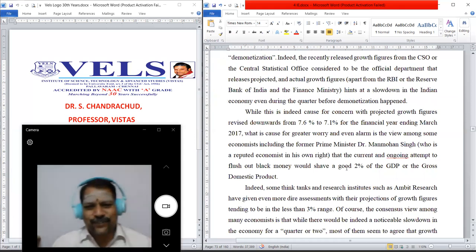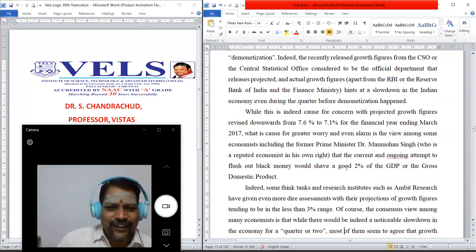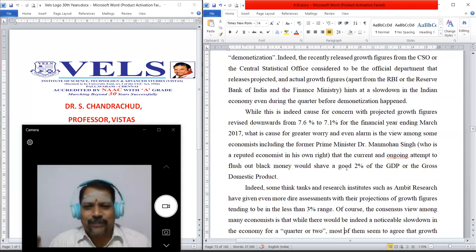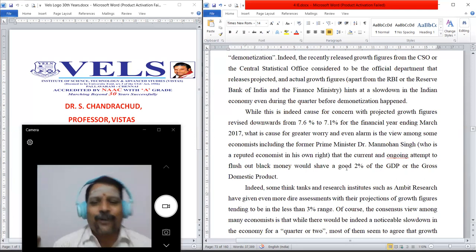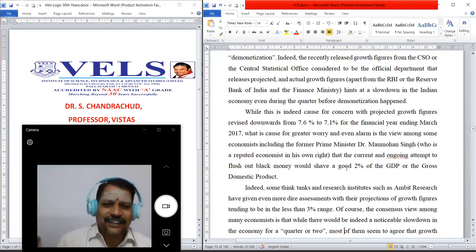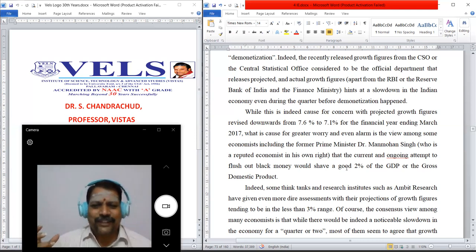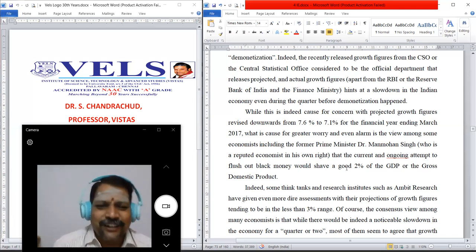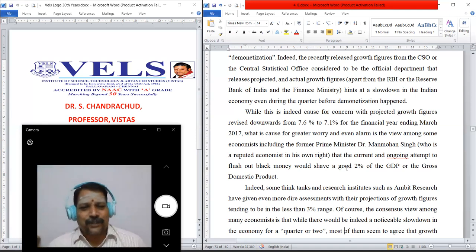What is the cause for greater worry and even alarm is what some economists are saying, including the former Prime Minister, Dr. Manmohan Singh, who is a reputed economist and a student of Oxford University. He made a comment on the current and ongoing attempt to get back the black money through demonetization, which he said would cost 2% of GDP, gross domestic product.